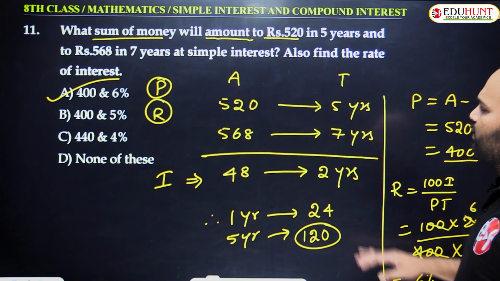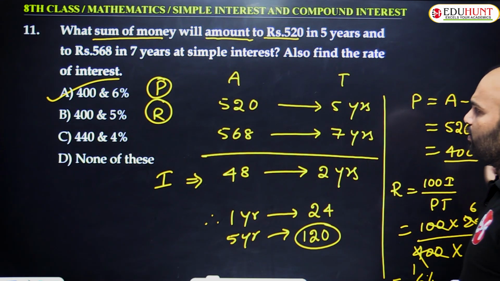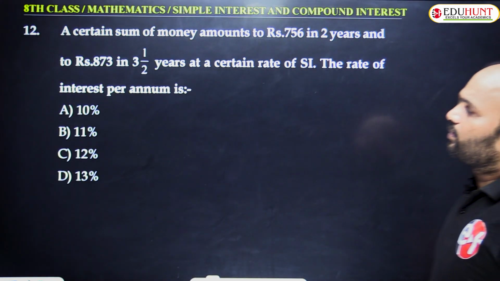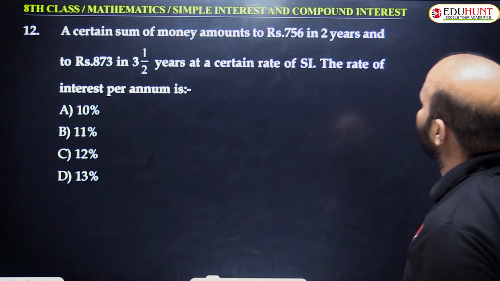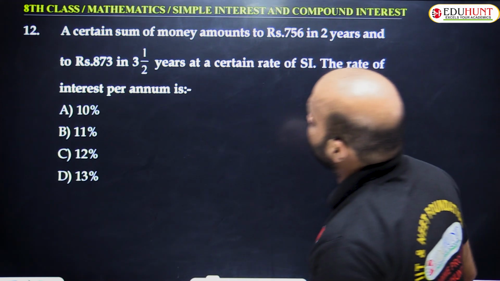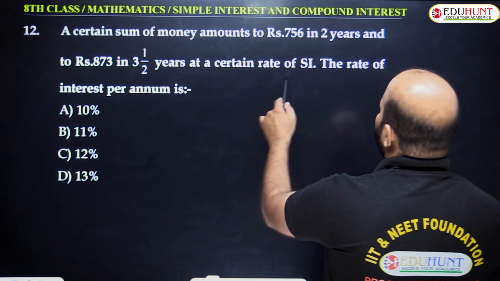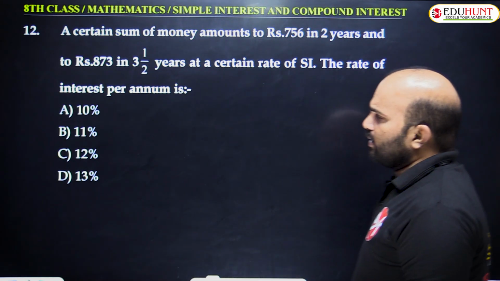This type of model is a very important question for competitive exams. Am I clear? Let's go to question number 12. A certain sum of money amounts to 756 rupees in 2 years and to 873 rupees in 3.5 years at a certain rate of simple interest. The rate of interest per annum is.